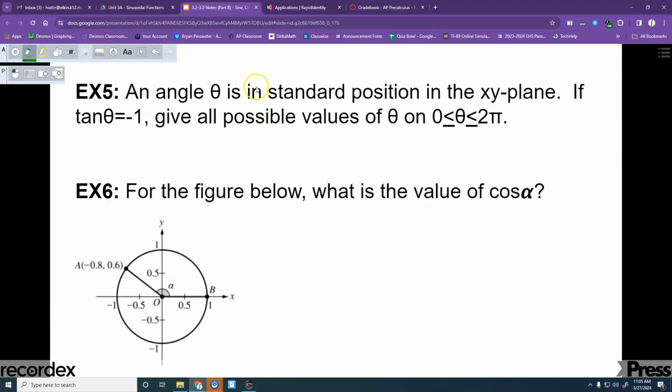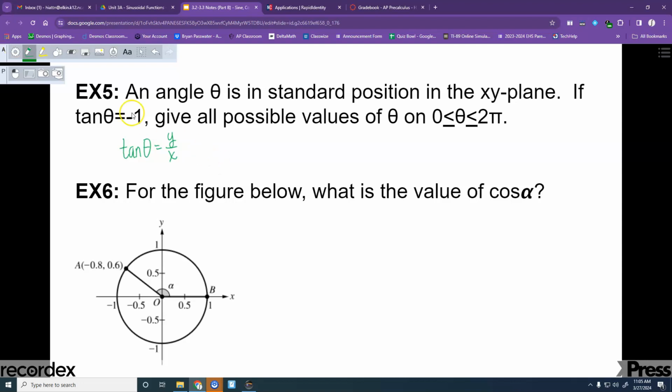Okay, now this is going to go back to a little bit of unit circle stuff. An angle theta is in standard position in the xy plane. If tangent of theta equals negative 1, give all possible values of theta from 0 to 2 pi. Now, it did not tell us how big our circle was. Does it matter for tangent? It does not, because our formula for tangent of theta is y over x. It doesn't involve the radius, right? So for tangent, it doesn't matter what the radius is. We can still figure this out.